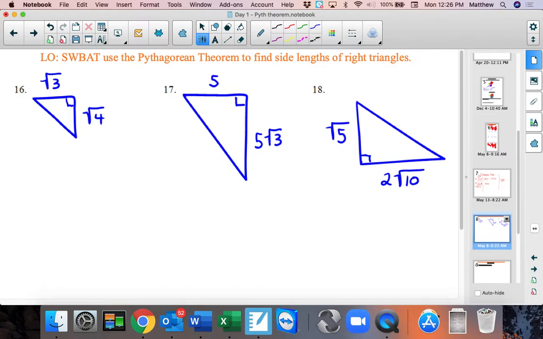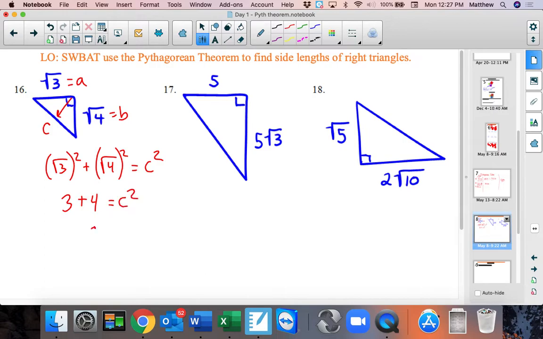And then lastly, even if we have radicals, we can still solve for some of these. So this is A, this is B. So A squared is root 3 squared plus B squared, root 4, which is just 2 squared, equals C squared. Again, root 3 times root 3 is just 3. Root 4 times root 4 is 4, equals C squared. So C would equal root 7. And you could try some of these ones too.